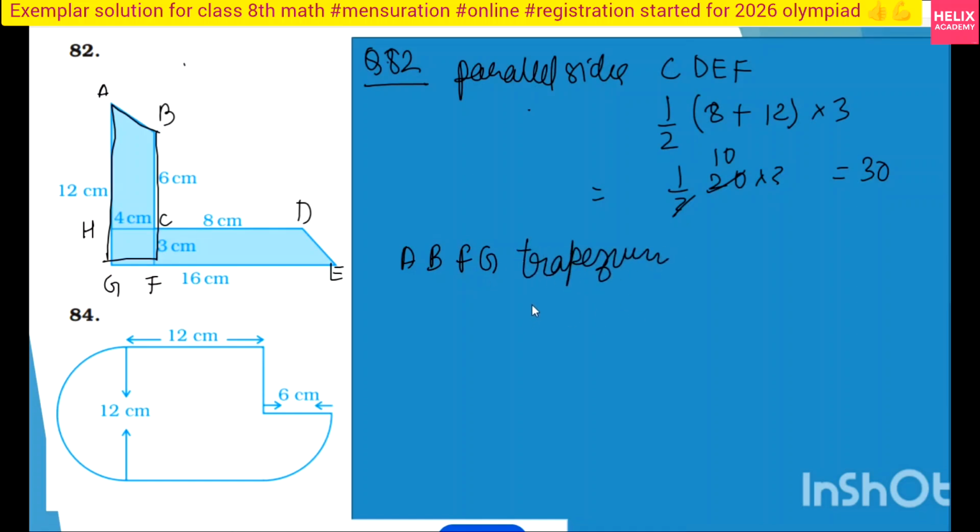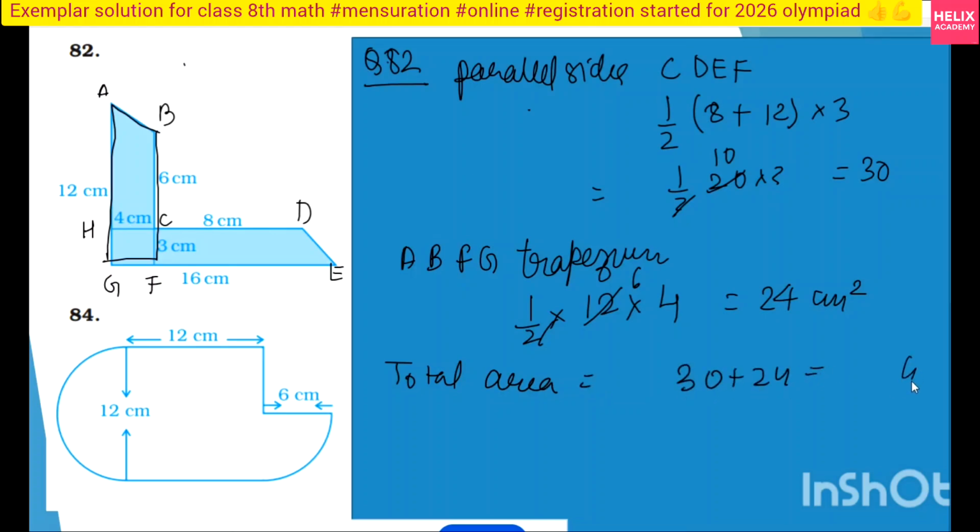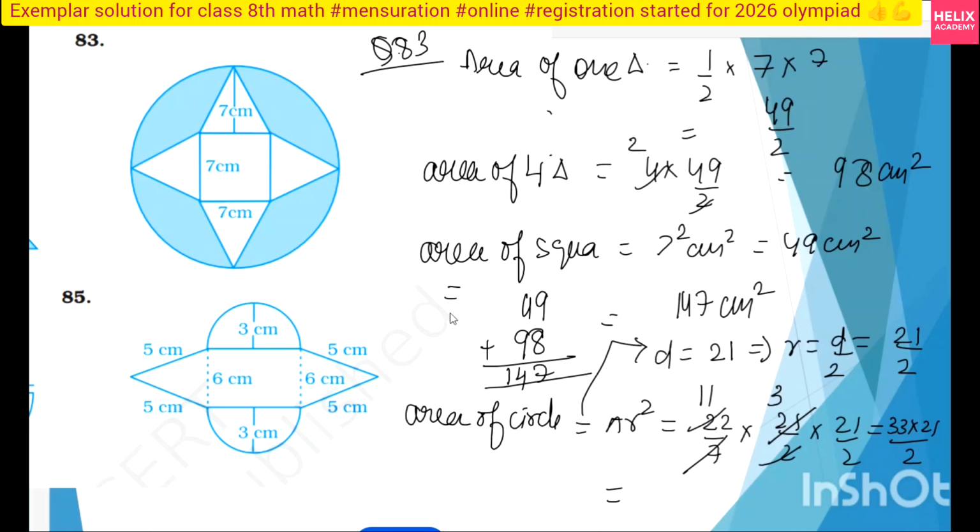So your area will be what? Half. Okay, now the base is this entire part and the entire part is 12 and height is what? 4. So it will be 6 into 4, that is 24 centimeters square. So total area will be how much? 30 plus 24 is equal to 54 centimeters square. Is this okay? You understood what I have done?